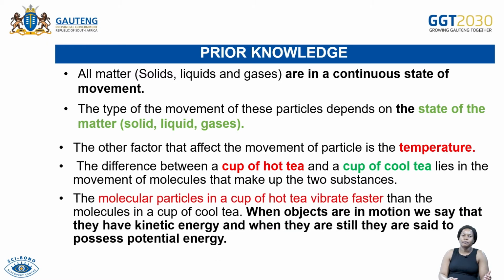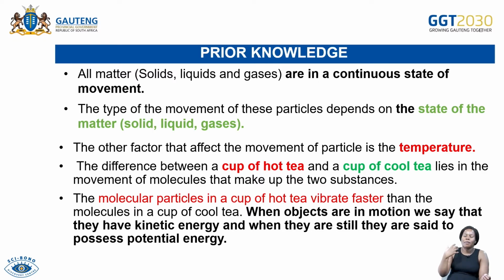Okay. Now, the molecular particles in a cup of hot tea vibrate faster. There's faster movement of these particles than the molecules in a cup of cool tea. Now, when an object is in motion, we say that it has more kinetic energy. So that was what happens when the tea bag is being diffused in a hot cup of water.